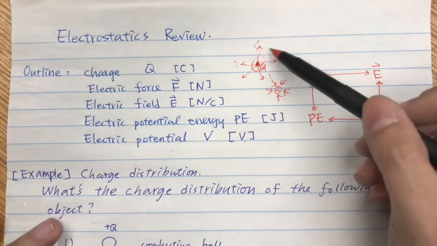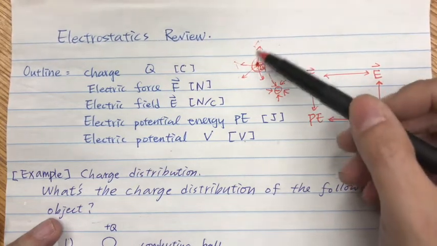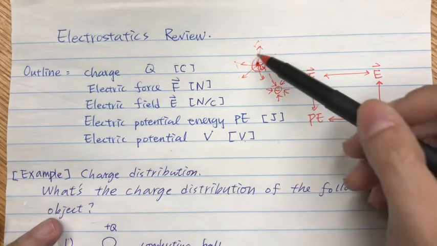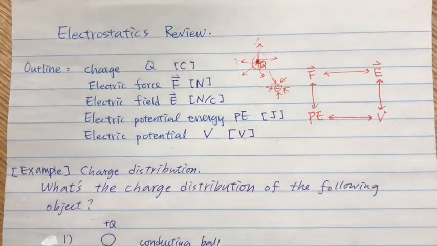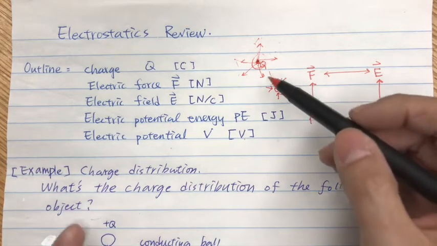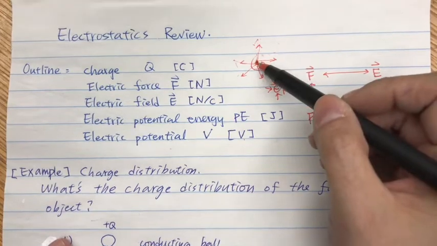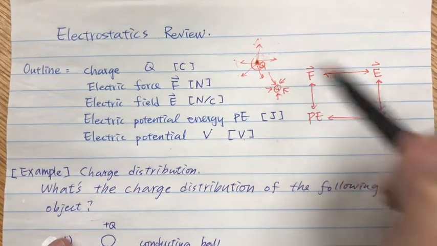So this outward or inward direction is just a convention that all scientists agree upon. So this is a convention. It's always starting from the positive and ending at the negative charge.